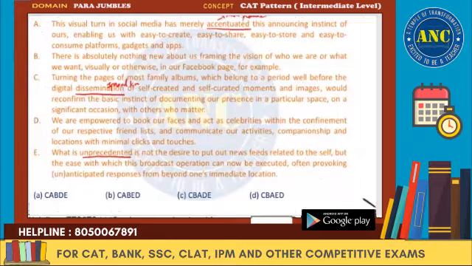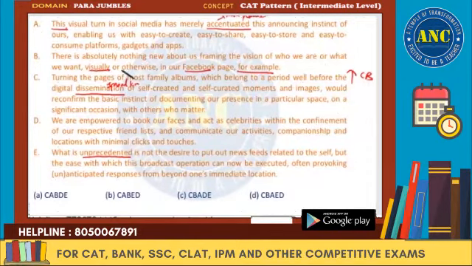What is A saying? This visual turn in social media. So there must be something spoken about social media earlier, after which A would make sense. Let's look at B. There's absolutely nothing new about us framing the vision of who we are or what we want, visually or otherwise, in our Facebook page, for example. That means that the theory is coming in C, and then an example of the theory is coming in B. And then Facebook is a social media, and he's talking about visual.